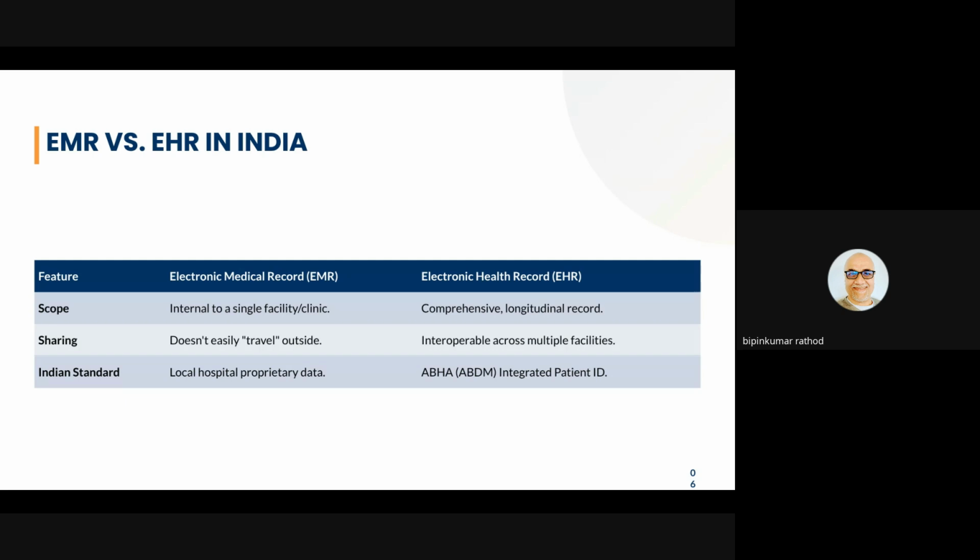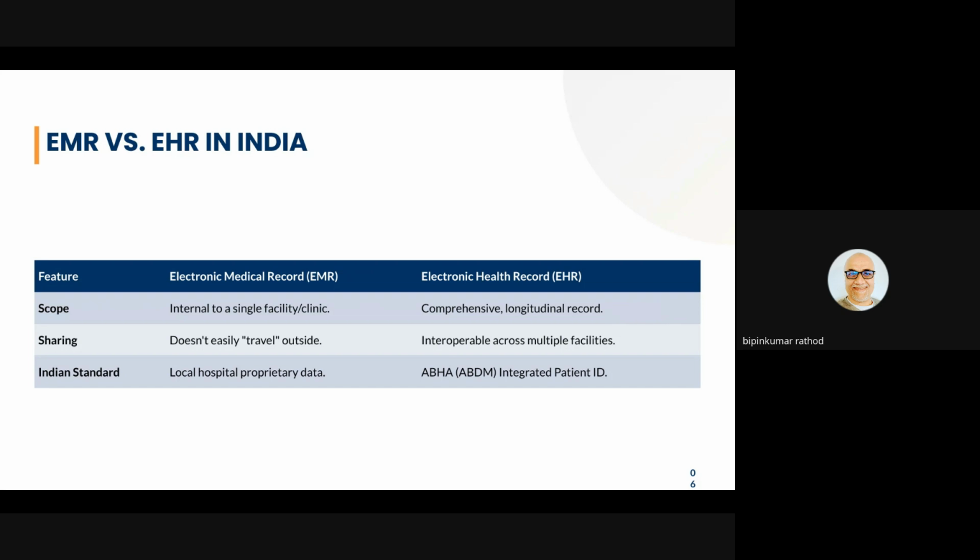Yeah, thank you, Priyanka. So here a longitudinal record is an important factor to decide whether the solution is EHR or EMR. The other aspect of EHR that you see is that it's interoperable across multiple facilities.